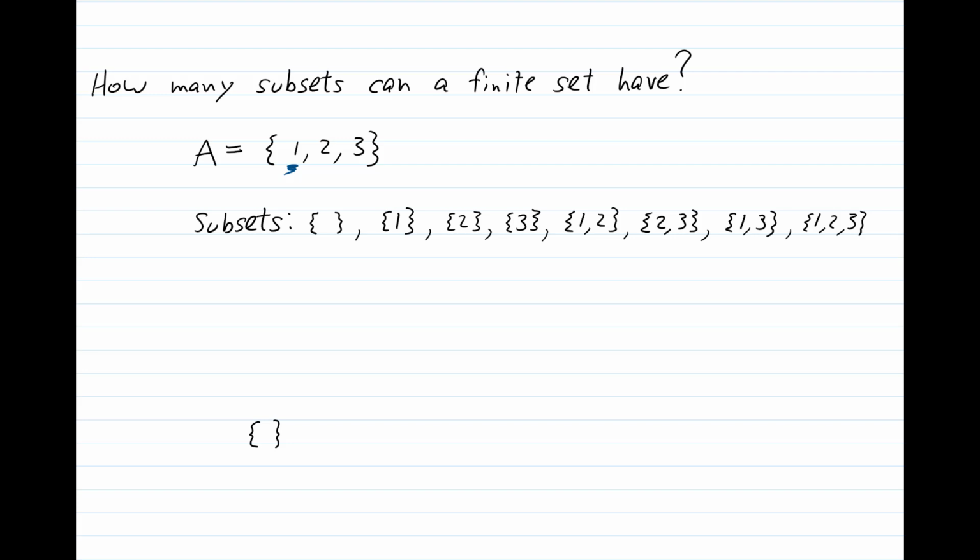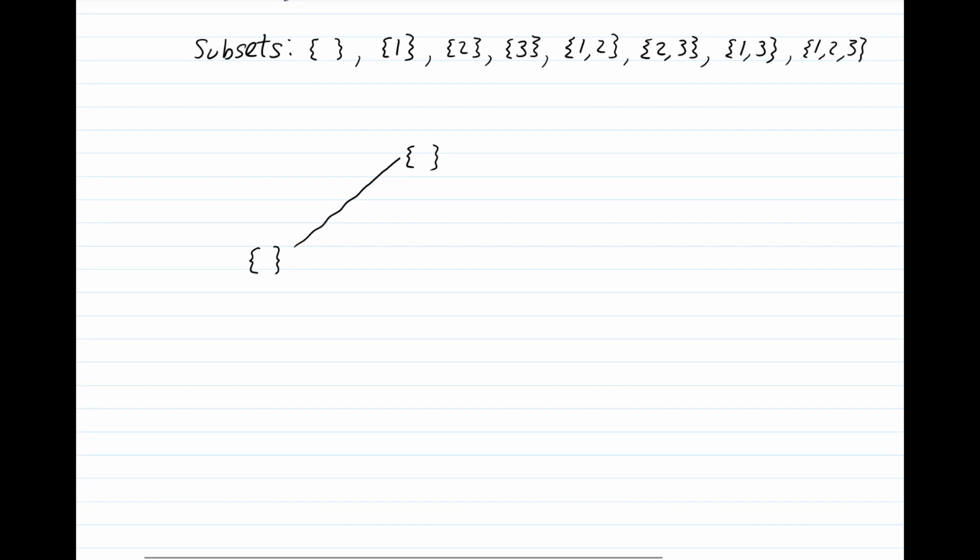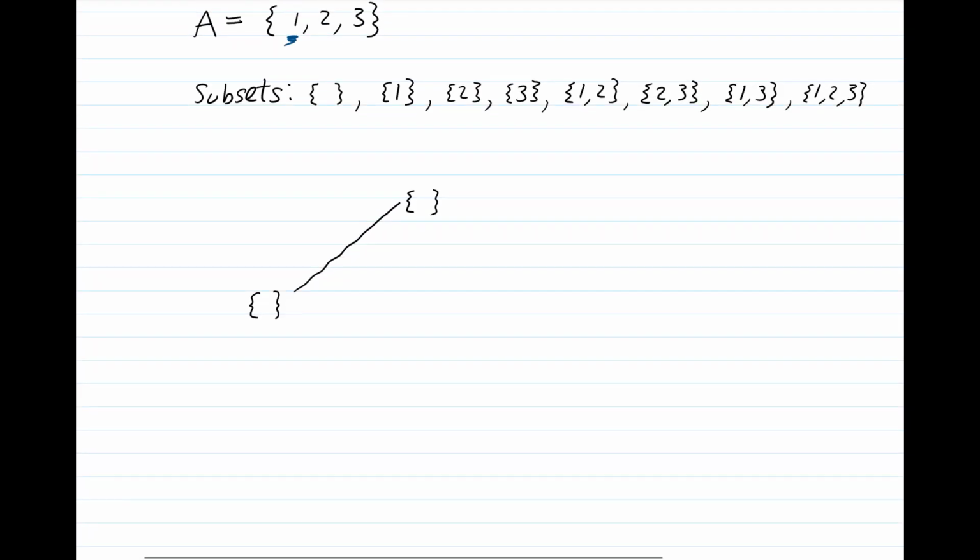And I can decide to include the number 1 or not. If I do not include the number 1, then I'll still just have the empty set. I'm going to need more room. Let me draw that line more at an angle like this. If I do not include the number 1, then I'll still have the empty set. If I do include the number 1, then now I will have this set, right?